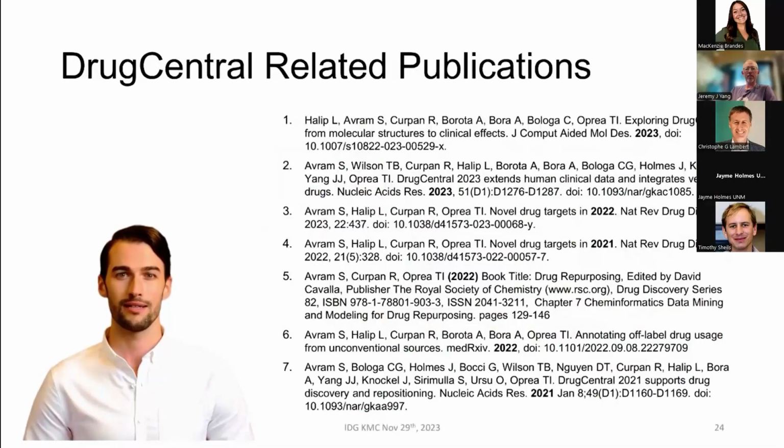This slide lists the key publications related to DrugCentral, highlighting significant advancements and research contributions in the field of drug discovery and repurposing. These works, published between 2019 and 2023, cover topics such as novel drug targets, off-label drug usage, and the integration of human and veterinary drugs, underscoring DrugCentral's pivotal role in supporting clinical and molecular drug research. The DrugCentral website also has 85,000 users annually according to our Google Analytics GA4 data and continues to grow.